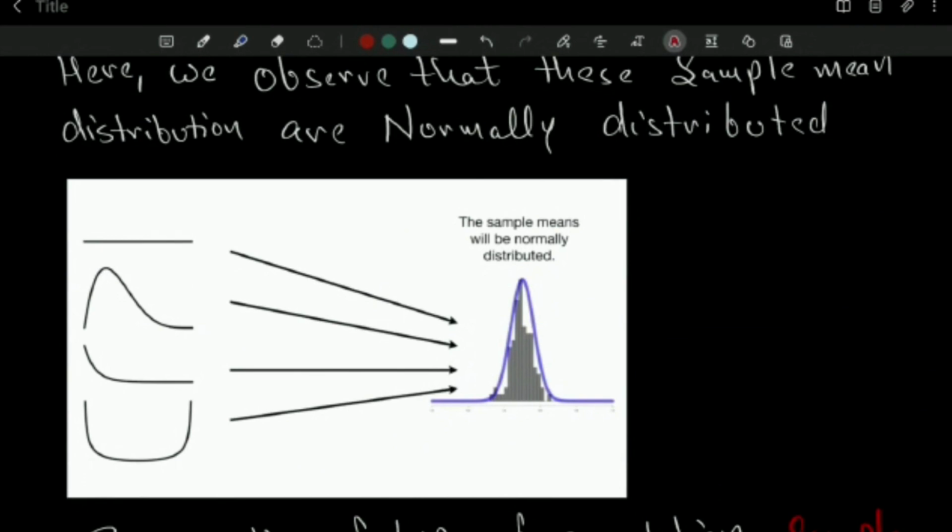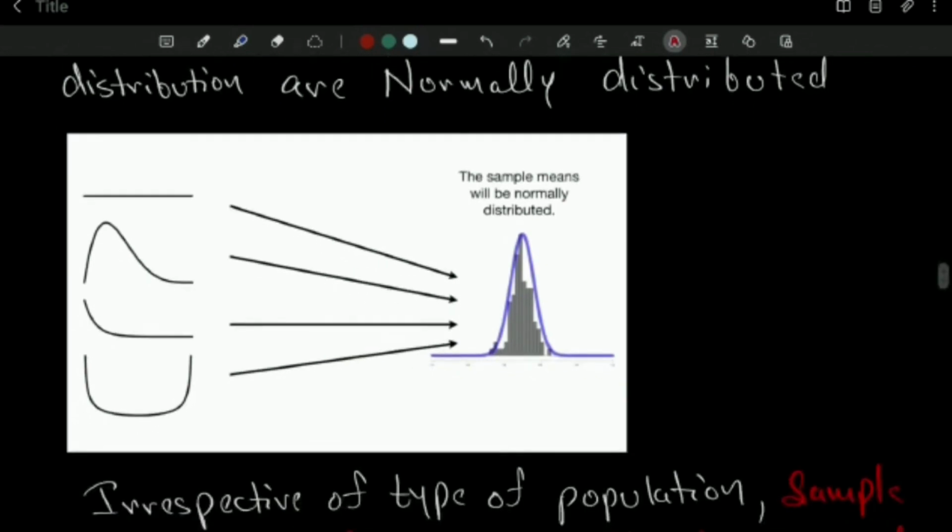Now the most important question that arises is: is it true for all types of population that the means are always normally distributed? Yes, it is. It doesn't really matter what population you're working on, be it exponential, or U-shaped, or uniform, etc. The means are always normally distributed.